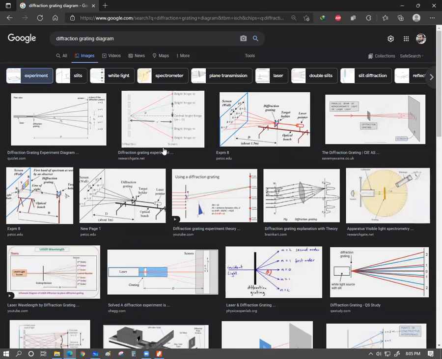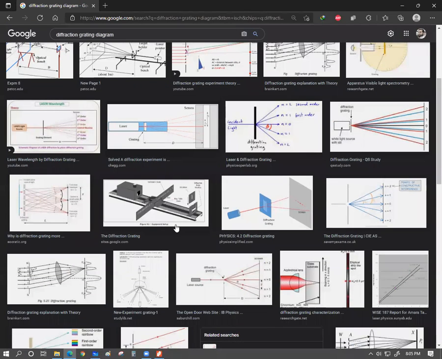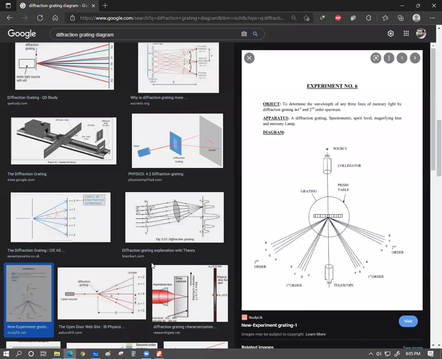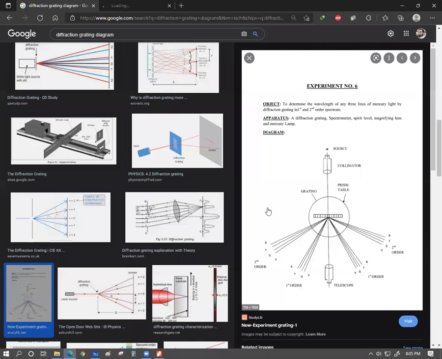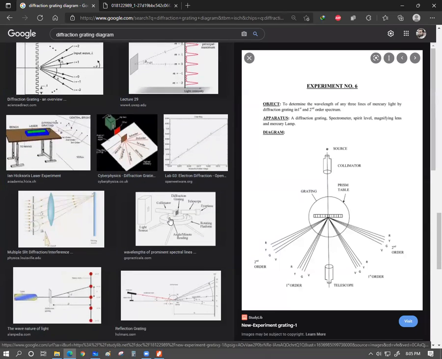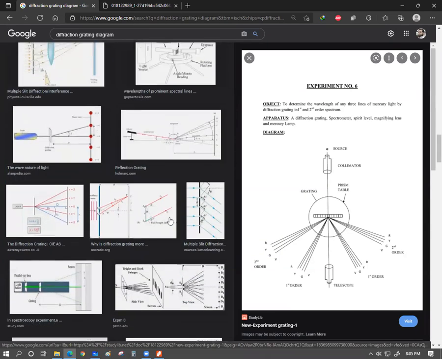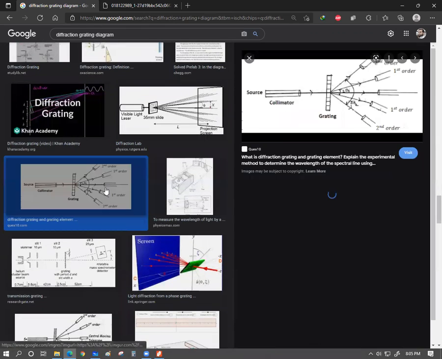Should I go for the experiment? Okay, this is actually a very nice figure. I'm going to keep it over here. We can talk about this a little bit. Where is the circular screen thingy?